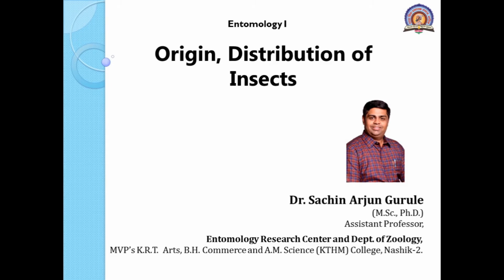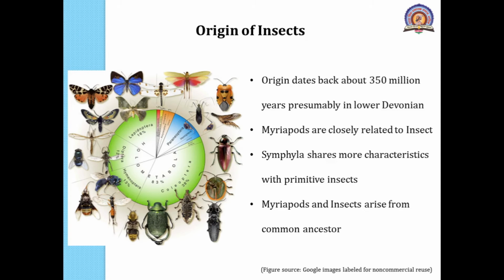In the previous lecture of entomology, we have seen the interrelationship of the insects with the other arthropods. And in this video, we are going to discuss the origin and distribution of the insects. So let's see. The origin of insects dates back about 350 million years ago, presumably in the lower Devonian period.